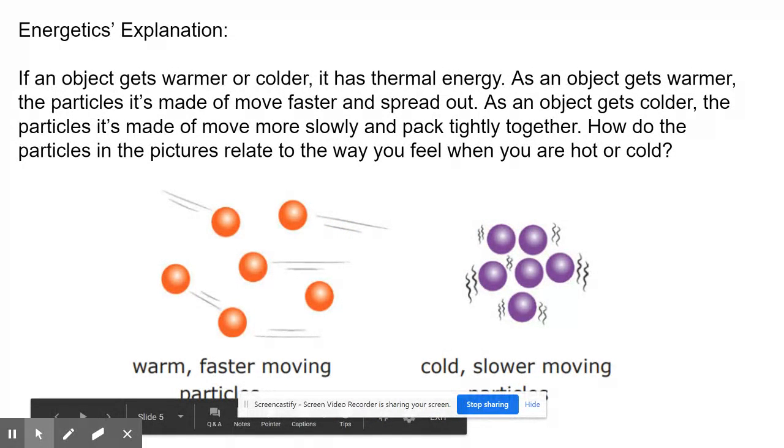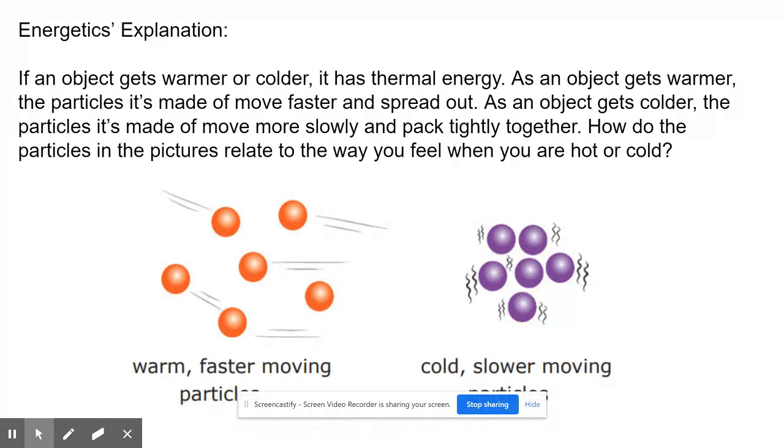Energetics explanation. If an object gets warmer or colder, it has thermal energy. So if there is an object that can change temperature, it has thermal energy. As an object gets warmer, the particles it's made of move faster and spread out. As an object gets colder, the particles it's made of move more slowly and pack tightly together.